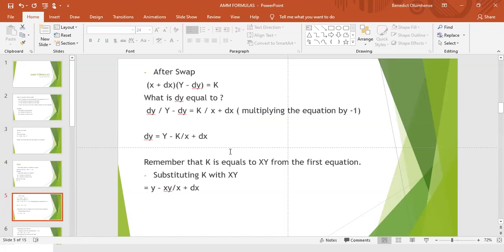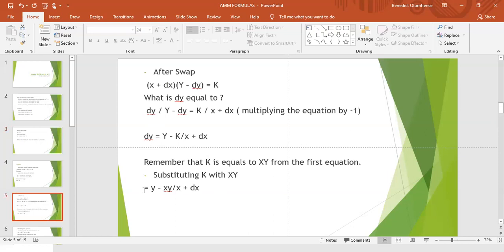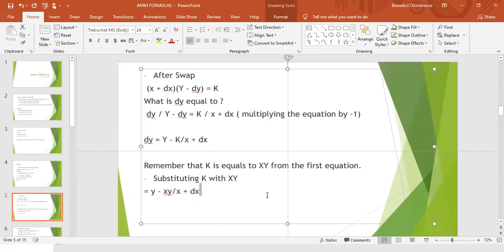Remember that k equals x multiplied by y from the first equation. So if we substitute k with x multiplied by y, which is what we have in the start equation before the trade, that x multiplied by y is equal to k, you now have dy equals y minus x multiplied by y divided by x plus dx. So xy has taken the position of k in this equation, meaning because we have the situation x multiplied by y is equal to k.